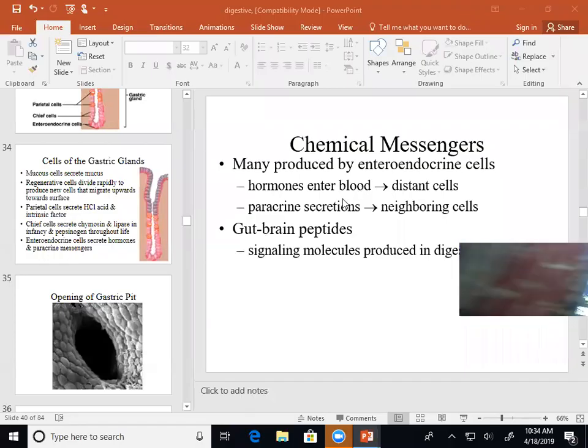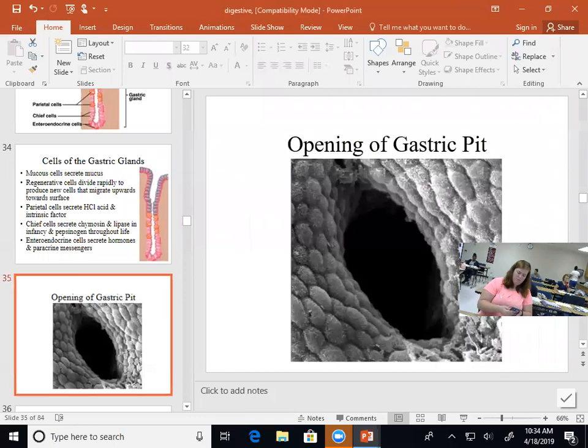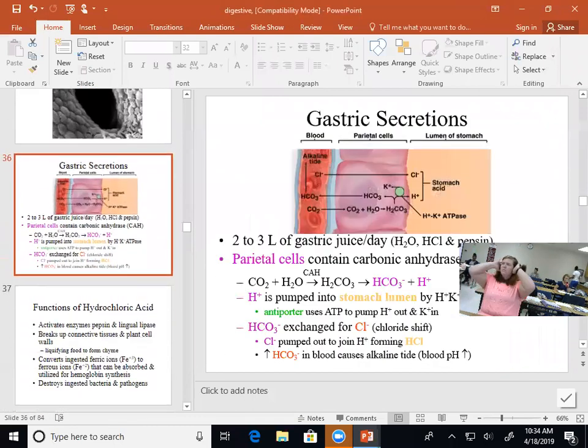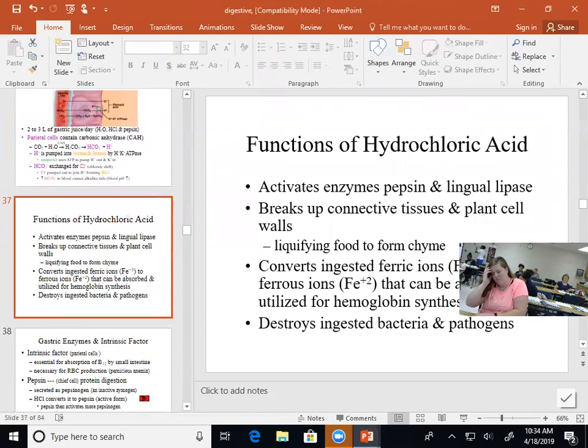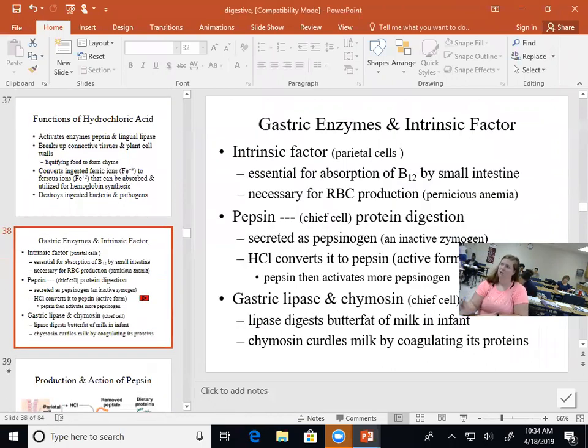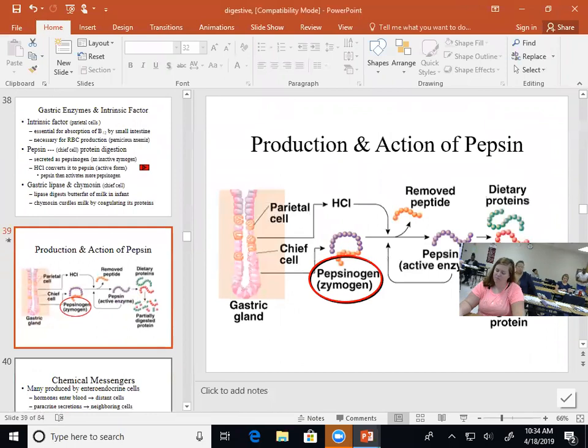All right, so we said these secretions from the stomach, and you have these slides that tell you all the functions of hydrochloric acid on the parietal cells. Slides that also tell you about the intrinsic factor, and then what the chief cells are doing with the lipase and chymosins and also pepsinogen.